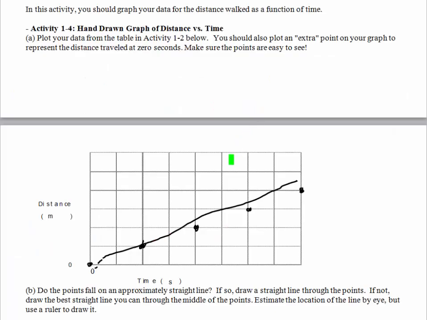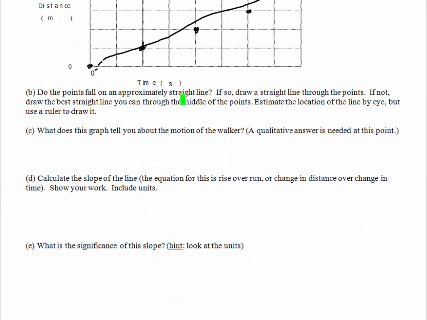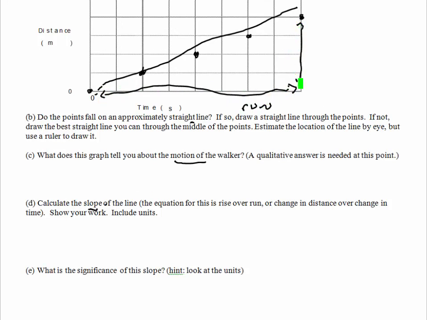So now we're going to come back right over here, and does it fall in a straight line? Well, what does that tell you about the motion of the walker? And I do have you calculate the slope. Again, the slope is going to be the rise over the run. So this guy right over there is going to be my run, and if I were to scroll up right over here, this is going to be my rise, and that's the definition of the slope of a line. You can pick those off of your data, and you can calculate your work, and what does this really mean?